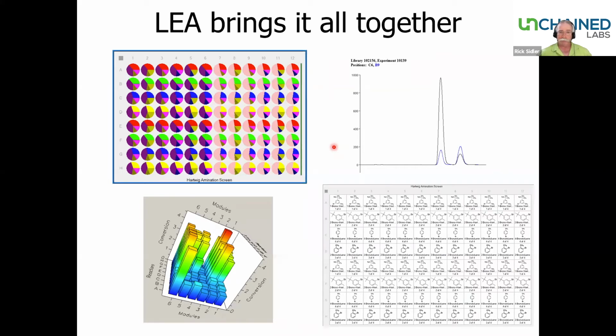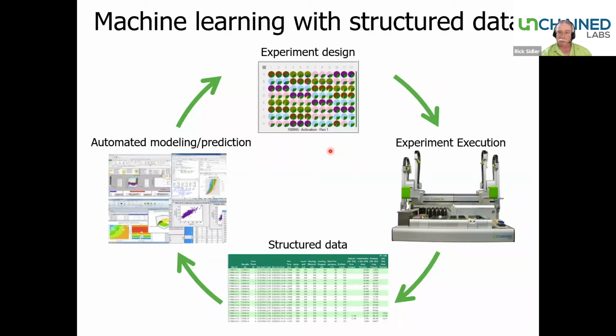Over the past few years, there's been quite a bit of interest in the fields of machine learning and artificial intelligence. These fields are really data-hungry. They need a lot of information to be able to generate predictions about reactions. And fortunately, the types of information that we can create using the Leah software and the automation equipment are precisely what's needed to help with automated modeling and predicting experiments.